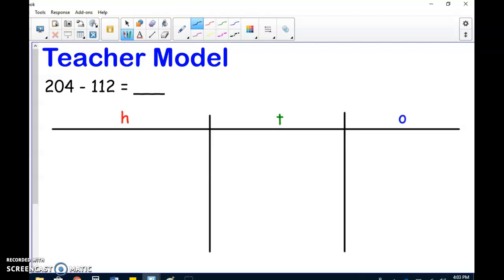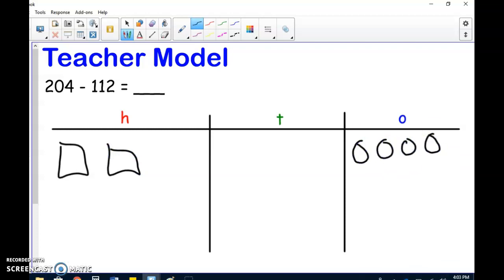204 minus 112. You will notice that in today's problems, in the tens place, it's either going to be a 0 or a smaller number. Okay? 204. So I have 2 hundreds, 0 tens, and 4 ones. And I need to now take away 2 ones. Well, that's easy. I can take away 2 ones because I have 4. 1, 2. And I'm left with 2 ones.